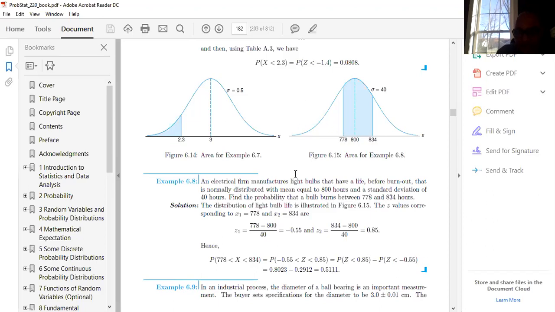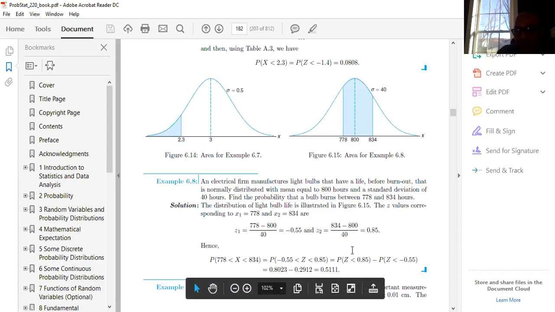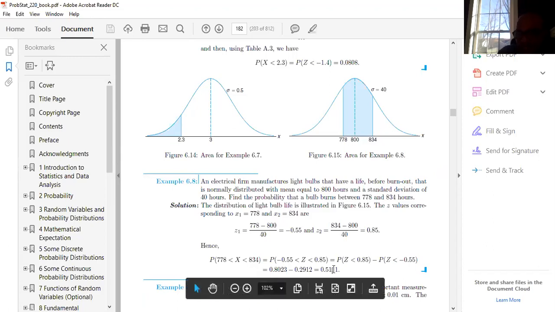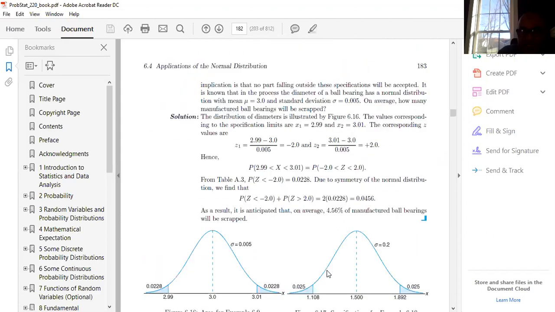Okay, so that's how you can find this area. This probability is 0.5111. That means this probability is really good. It's not that bad, right? 0.5 is almost half. So the probability that the electrical bulb burns between 778 hours and 834 hours is 0.5111. Usually we go for four numbers after the decimal, so keep this in mind.